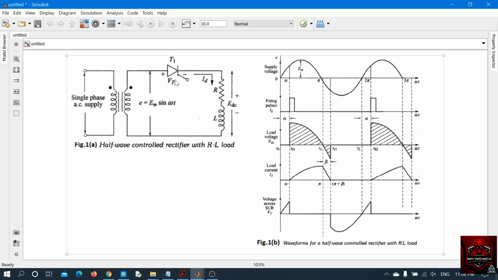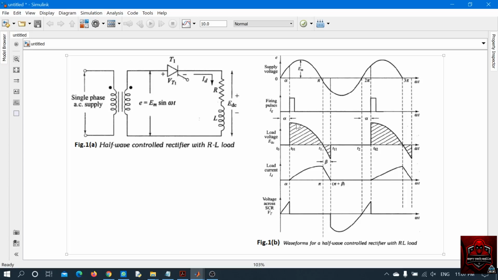We can vary the thyristor's firing angle alpha from 0 to 180 degrees, or 0 to pi radians. Here is the supply voltage waveform. This is known as alpha, the firing angle, the instant at which we give the gate pulse to the thyristor. At this instant the thyristor gets turned on, or triggered, and starts conducting. At this time the input side voltage directly appears at the output side load.